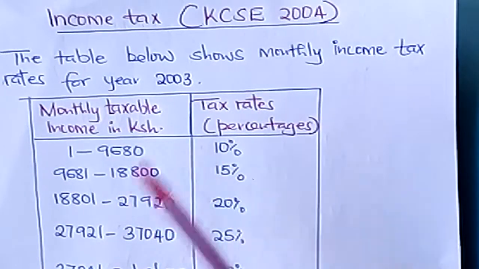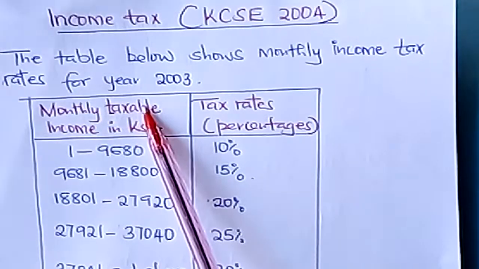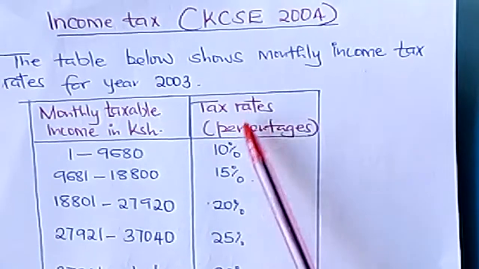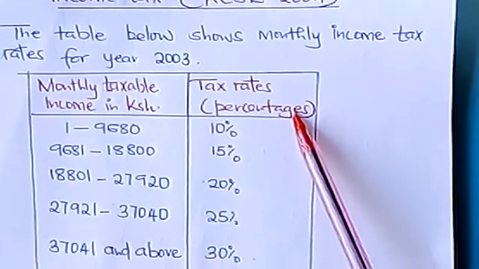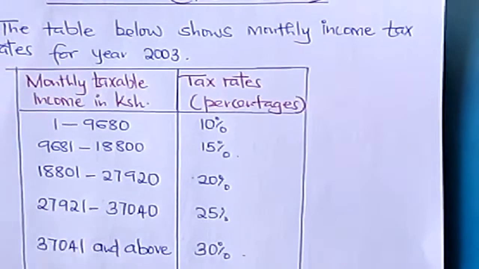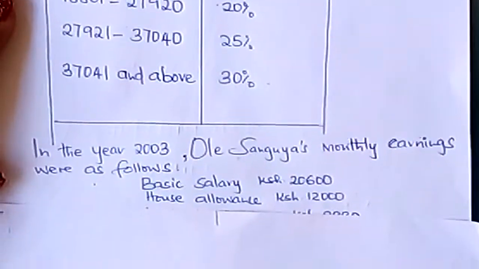Here we have the table, here we have monthly taxable income in Kenya shillings, and here we have tax rates as percentages, 10%, 15%, etc. Then, the question is, learner.